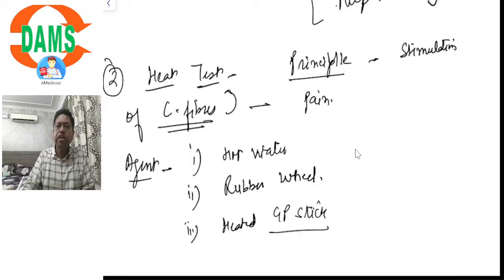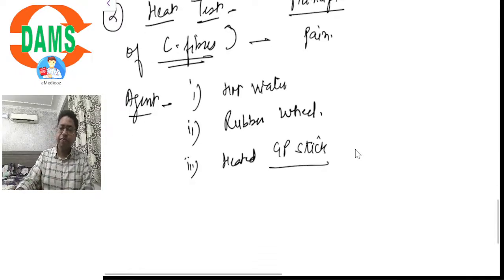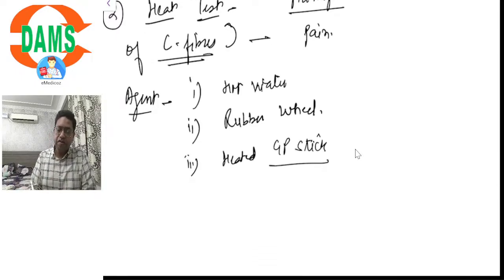What is gutta percha stick? It is the same gutta percha that is used for obturation. We can heat it, and there's a stick of gutta percha available, heated on the flame. When it softens, the temperature is sufficient to stimulate the viable pulpal C fibers. Okay, what is the protocol?